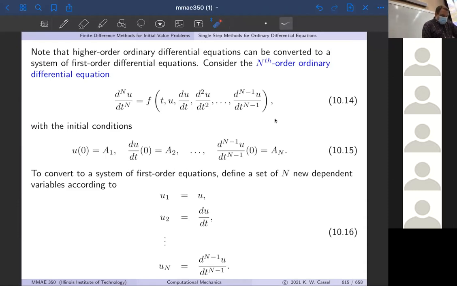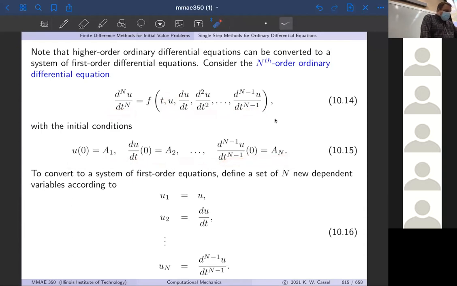Here's a situation where I have one independent variable and one dependent variable, but the order of the differential equation is capital N. So I have nth order derivatives, n minus first order derivatives, n minus second order derivatives, second derivatives, first derivatives, zeroth derivatives, all the possible derivatives of u with respect to t. Likewise, we have initial conditions on u, first derivative, second derivative, third derivative, all the way up to the n minus first derivative, to have the proper number of initial conditions.